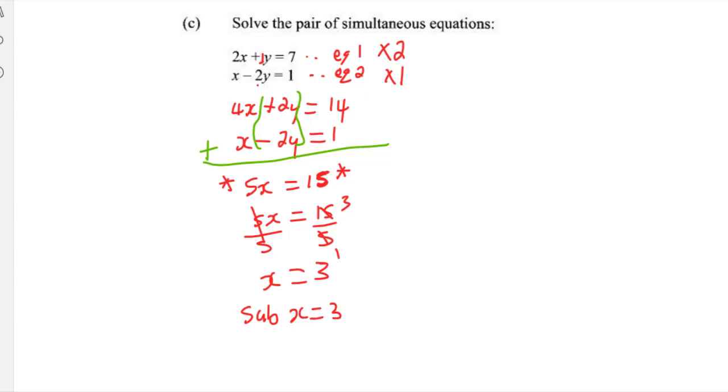From here, we're going to sub x equal 3 into equation 2. So we have equation 2, which is x minus 2y equal 1. The reason why we sub x equal 3 into equation 2 is to find what the value of y is. So the value of x is no longer unknown, which is 3. So this is going to be 3 minus 2y equal 1.